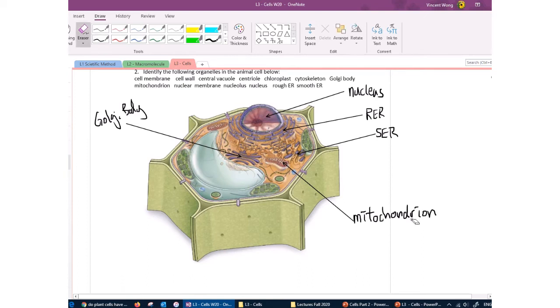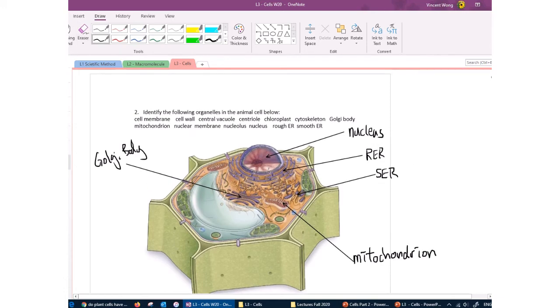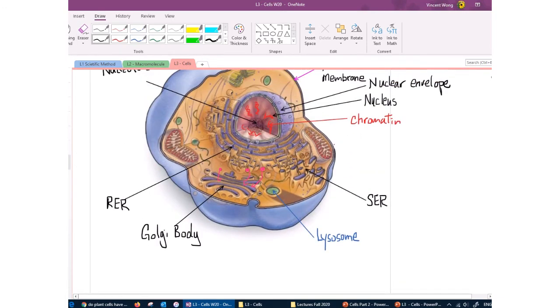Mitochondria if it's singular, and if it's plural, then we say mitochondria. Okay, we change it to A instead of on. So over here, there is one, right, and then there is another one. Okay, so I'm pointing at two, so we will say mitochondria. Okay, singular is on, plural is A.